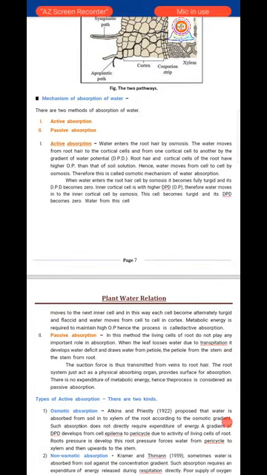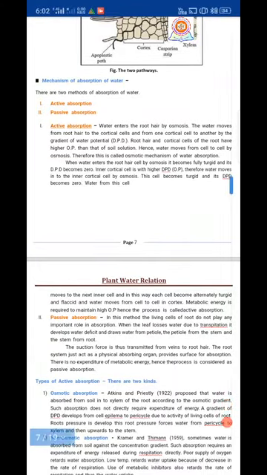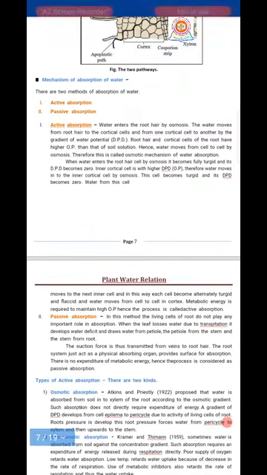What happens in the active absorption? Water enters into the root hairs by osmosis, you know that. The water moves from root hairs to the cortical cells and from one cortical cell to another cortical cell by gradient of water potential. Root hairs and cortical cells of the root have higher osmotic pressure than that of the soil solution. Hence, the water moves from cell to cell by osmosis. Therefore, it is also known as the osmotic mechanism.